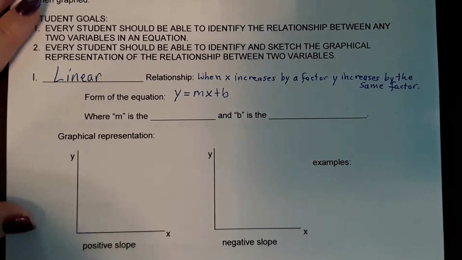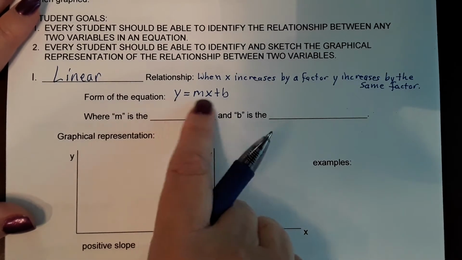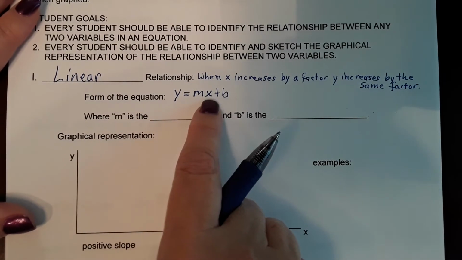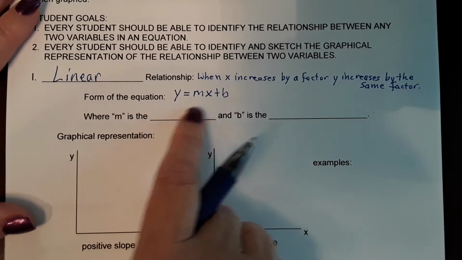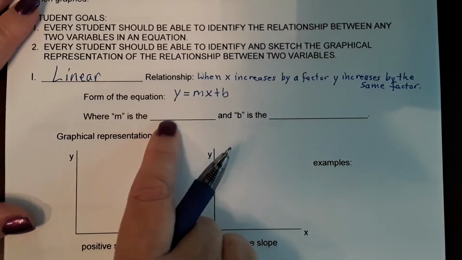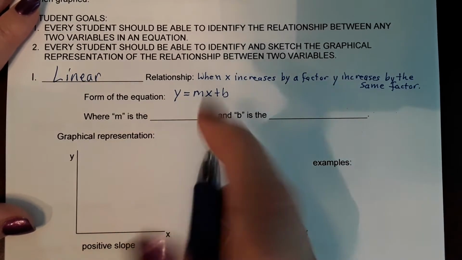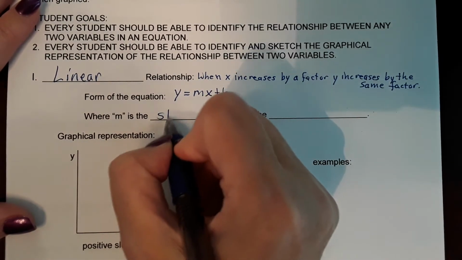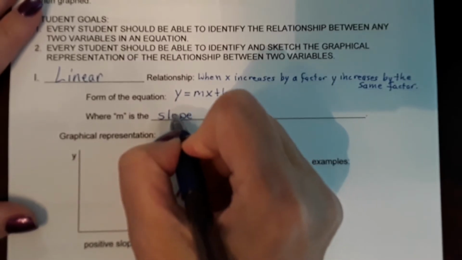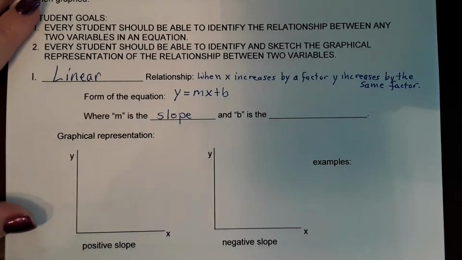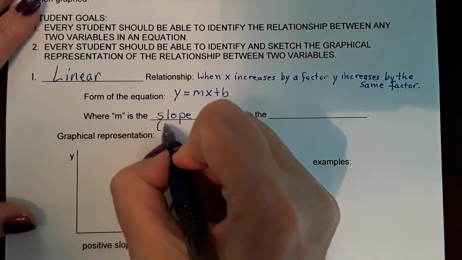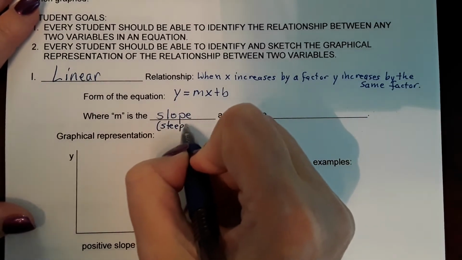Now, let's look at some of the other information. X and y are your two variables, x being the independent and y being the dependent variable. And we'll talk more about that later. But what is m? Well, m is what we call the slope of the graph. Now, here's what you need to remember. Slope is nothing more than how steep the graph is.